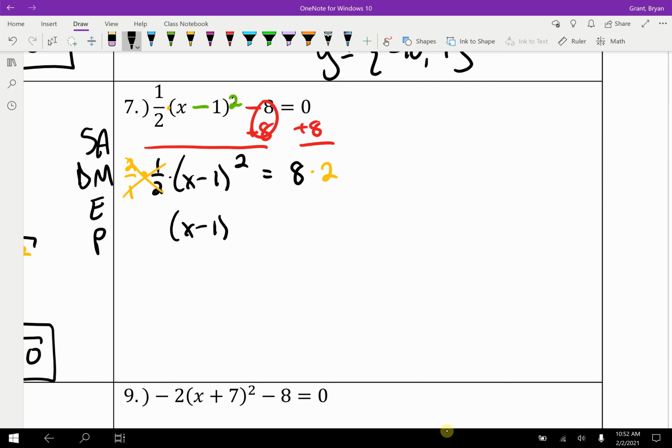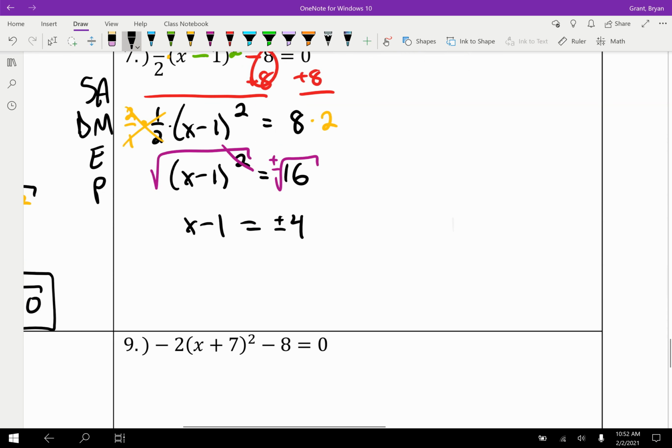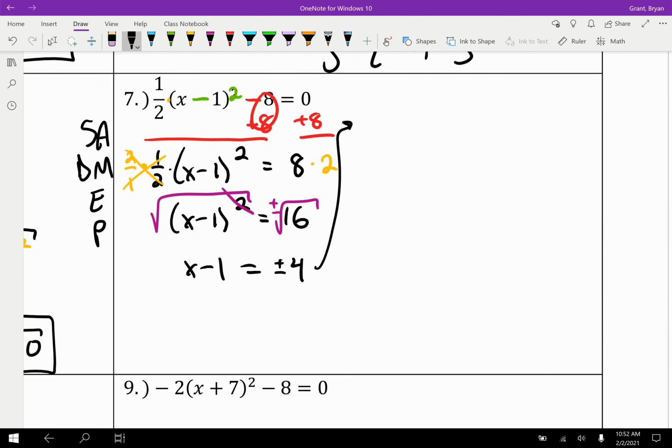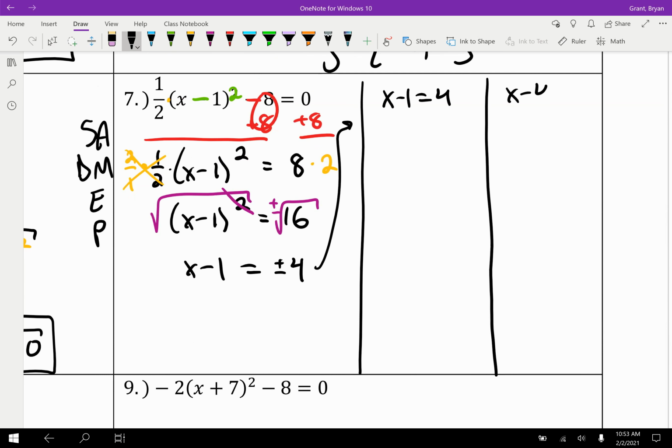We end up with (x minus 1) squared, and 8 times 2 is 16. Now we undo the square by introducing a square root, plus minus. That leaves us with x minus 1. The square root of 16 is plus minus 4, which means we actually need to solve 2 equations, and I'll use the space up above to do that. We need to solve the equation x minus 1 equals 4, and also x minus 1 equals the negative 4 answer. Luckily, these, especially using SADMAP, are pretty darn easy.